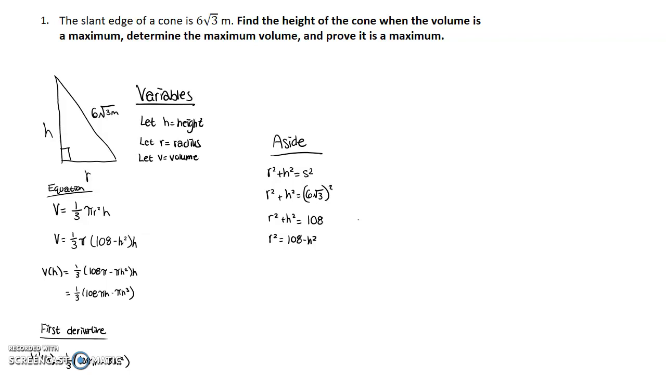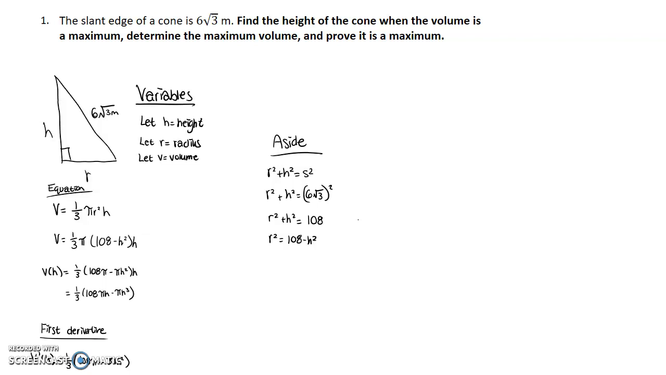So now I'm going to talk about my second question for the optimization assessment, and it is: the slant edge of a cone is 6 square root 3 meters. Find the height of the cone when the volume is a maximum, determine the maximum volume, and prove it is a maximum.